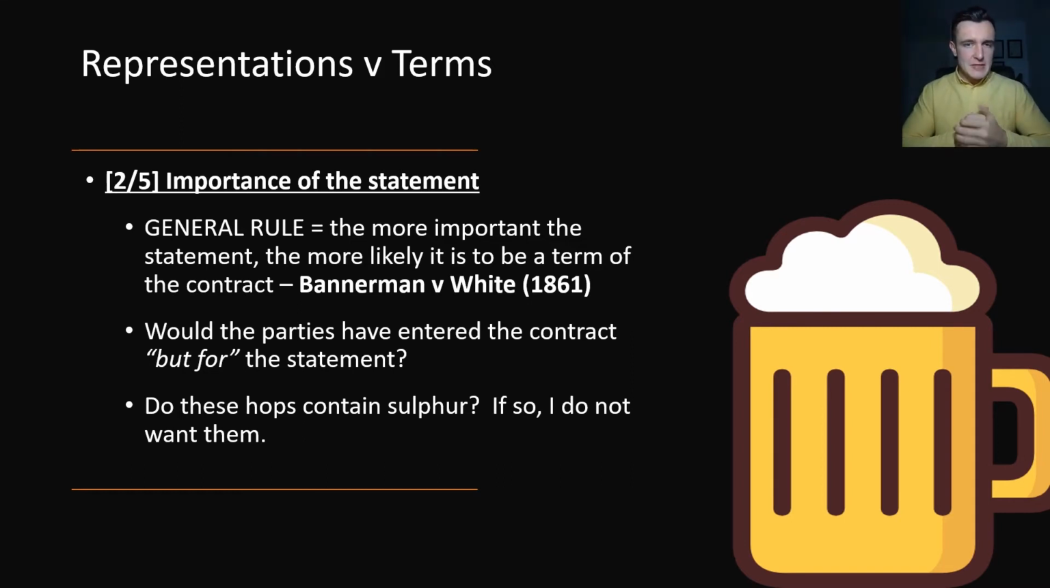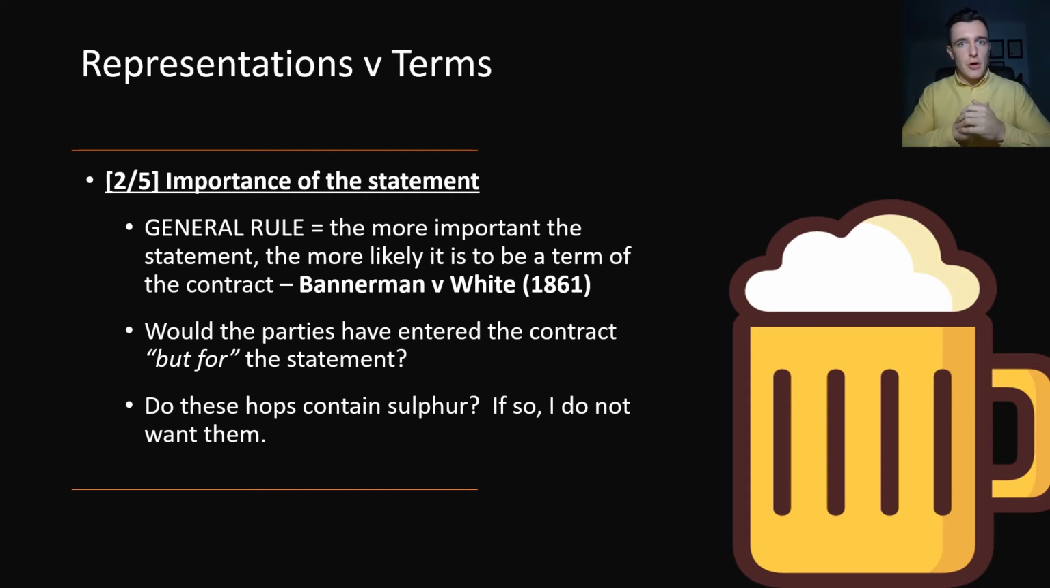In terms of the facts then, the leading case of this is Bannerman and White. That third bullet point is what we're talking about there. Do these hops contain sulfur? So in Bannerman and White, Bannerman set out expressly that he needed hops and he was going to use them for making beer. And he expressly said, if these hops contain sulfur, I do not want them because it's important for me that I use the hops for making beer and they cannot have sulfur.